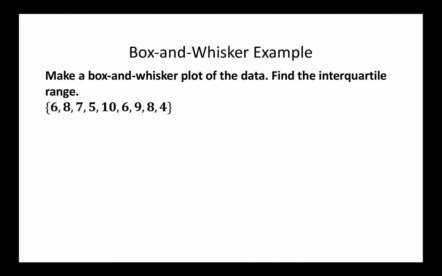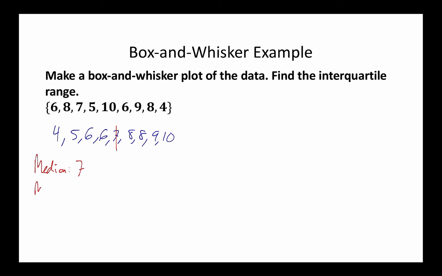For this example, we have a set of data here. We're asked to find the box and whisker plot and also the interquartile range. In order to do so, we should put this in order. I've already done that: 4, 5, 6, 6, 7, 8, 8, 9, and 10. A lot of us cross off the first and last to find the median. I can't show 2 arrows at once, but as you cross off from each end, you end up with just one value in the middle. So in this case, our median is just that value of 7.